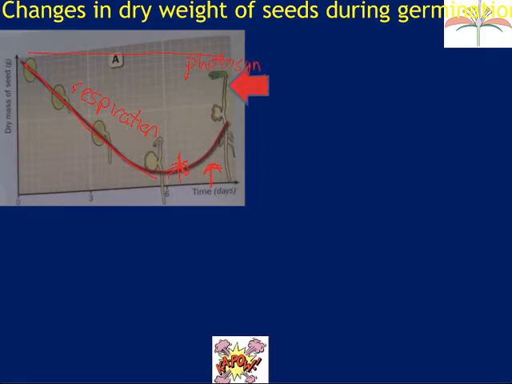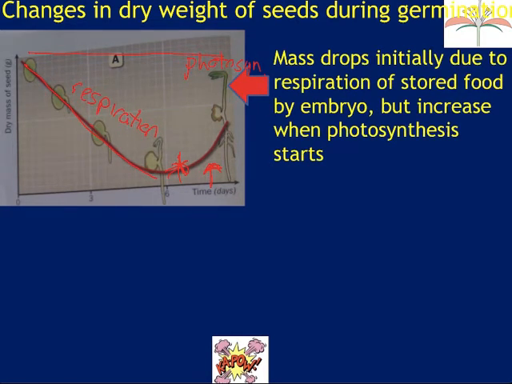Okay, so in terms of our blurb, the mass drops initially because of respiration, but it'll increase once photosynthesis starts. Now, technically, it's not the dry weight of the seed when photosynthesis starts, but the mass of your whole plant would increase once photosynthesis starts.